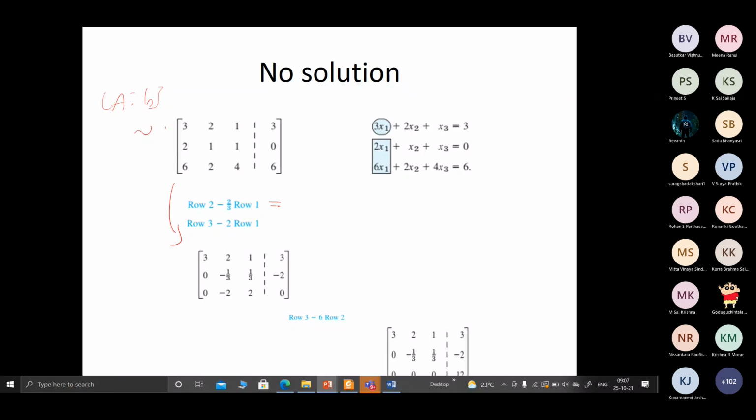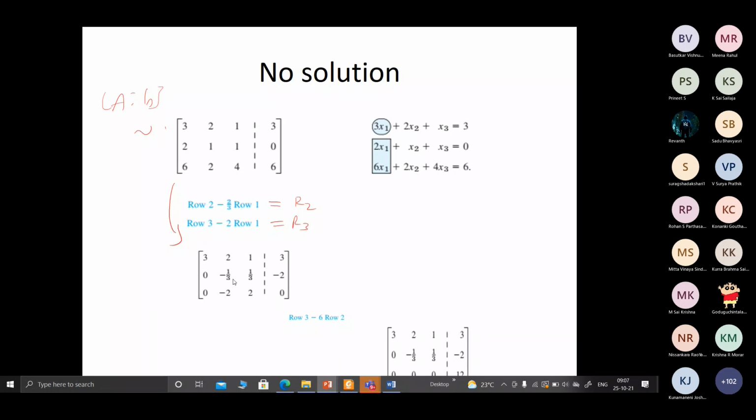This is for row 2. This is for row 3. Then next, again this is for row 3. With the help of this entry here, minus 1 by 3, we make this 0. That's the idea. So that is the operation here.